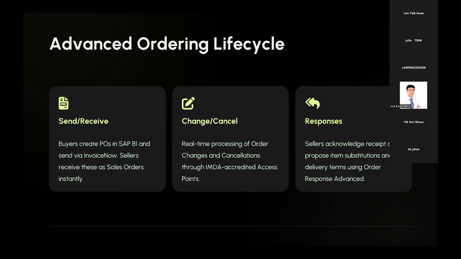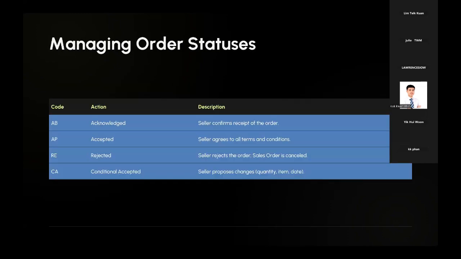You can also raise an order response as a seller. When you receive an order from your customer, you can also respond to your customer via the acknowledgement of the receipt of the orders. So we actually call it the order response advanced capability. The order response comes with 4 different statuses.